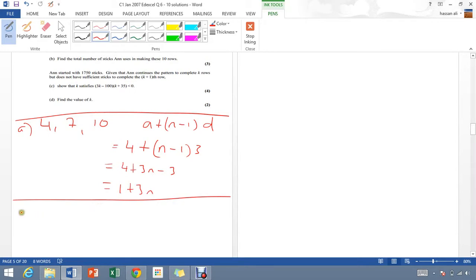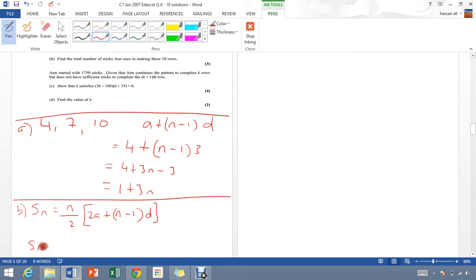Part B now is asking you to find the total number of sticks used in making these 10 rows. Again, it's another formula that you should be familiar with, which is n over 2, and then you'll have 2a plus n minus 1 times your difference. Now it's asking you for these 10 rows, the sum of sticks using 10 rows.